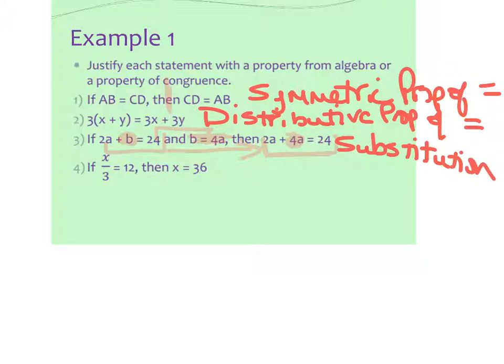All right, and then the last one. What happened from here going to here? Hayden? No. What did we do to the 12 to make it 36? So the multiplication property of equality.